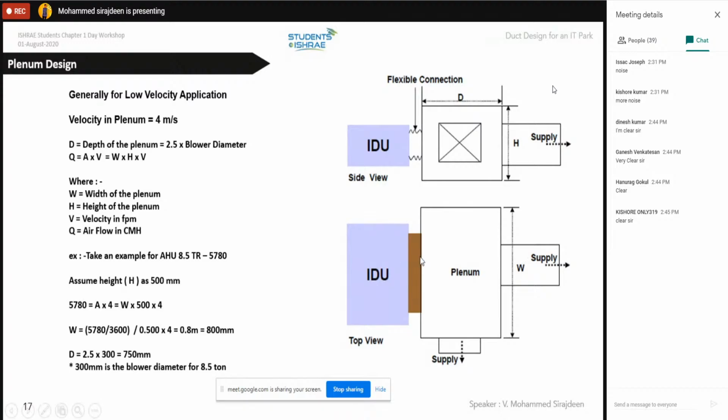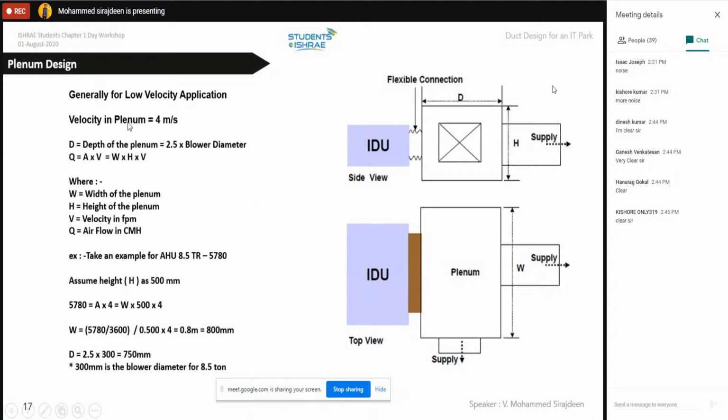the air will collapse and sound will be created. Then more pressure drop will be created. So avoid such cases. Generally, we provide a plenum on a ceiling suspended unit or an AHU. For a fan coil unit it may not be required, but an AHU or ceiling suspended high capacity unit is recommended to be provided with a plenum.